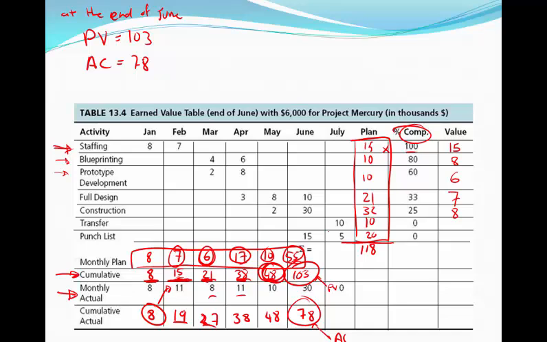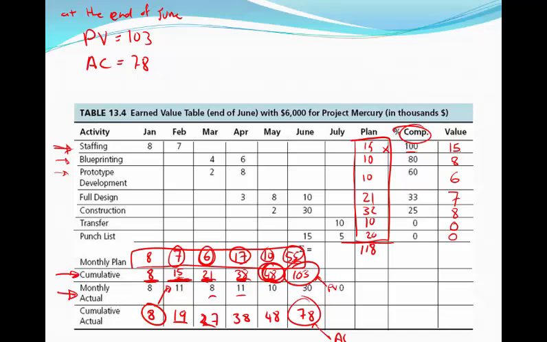The next activity, transfer activity, cost is $10,000. We've completed 0%. Therefore, the value we gained on this activity is 0. And also for punch list, we've completed 0%. Therefore, the value we've gained is 0.